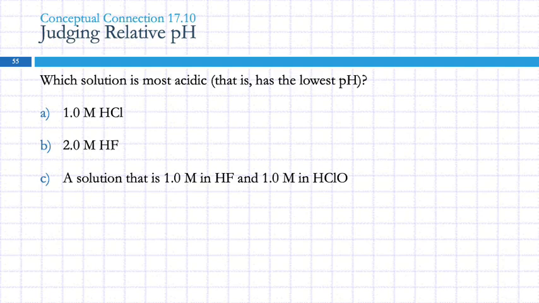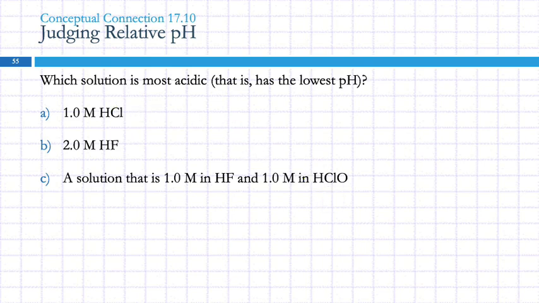Which solution is most acidic? Lowest pH. Well, what are we looking at here? Is HCl strong or weak? Strong. How about HF? Weak. HF is still weak. How about HClO? Also weak. Right? HCl is strong, but HClO is weak.